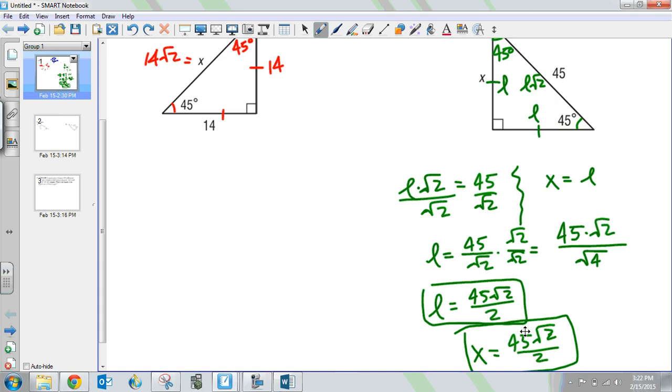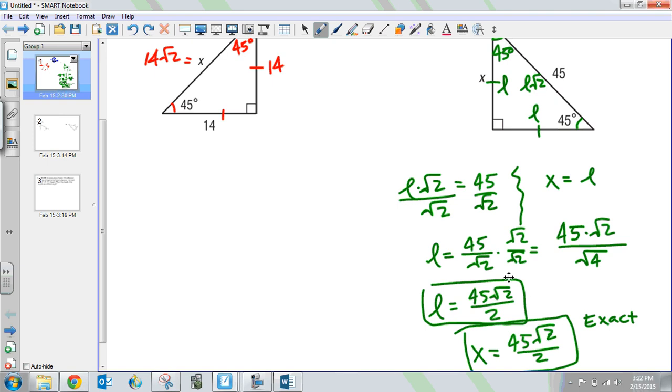I'm taking the number 45 times the square root of 2, I get a number, and I divide by 2. Now, the reality is, guys, that this is exact. This is an exact measurement. If you were to plug that into your calculator and hit enter and get a decimal, that would be an approximate. But we're looking for an exact answer.